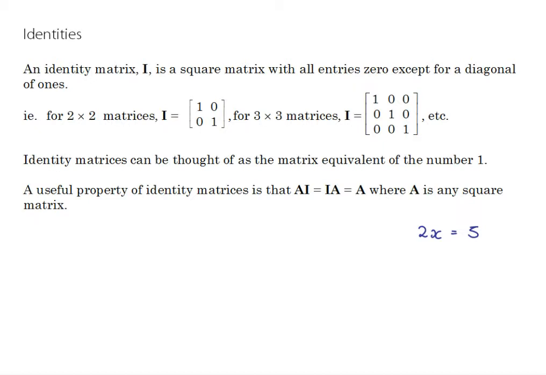to isolate x on its own. So in this case, the inverse operation to multiplying by 2 is to divide by 2. So we get x equals 5 on 2, or 2.5.